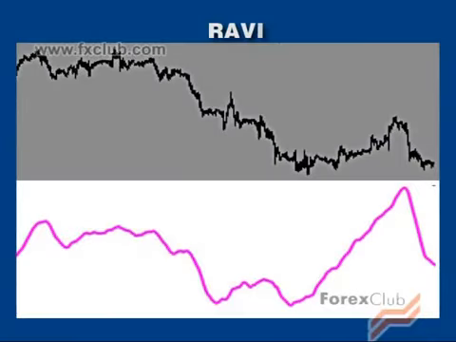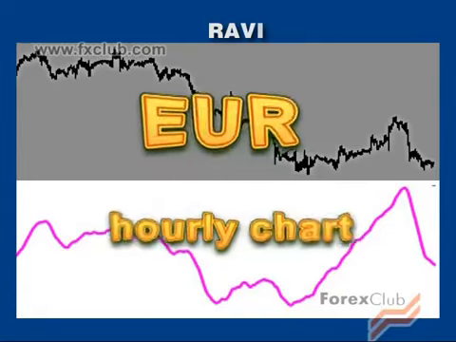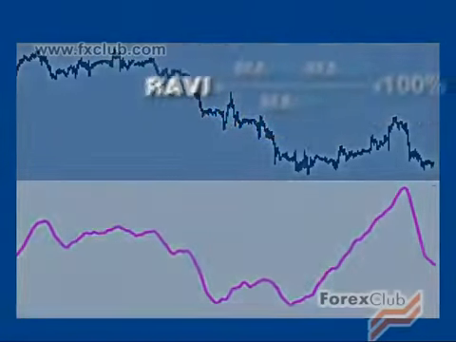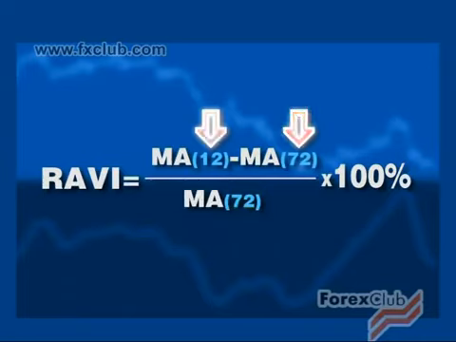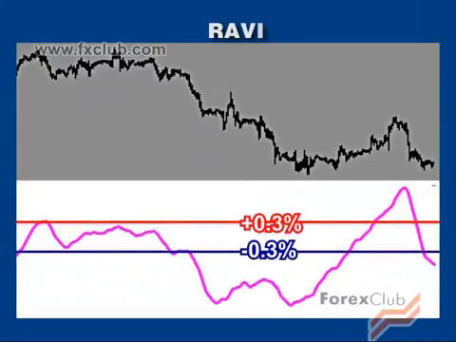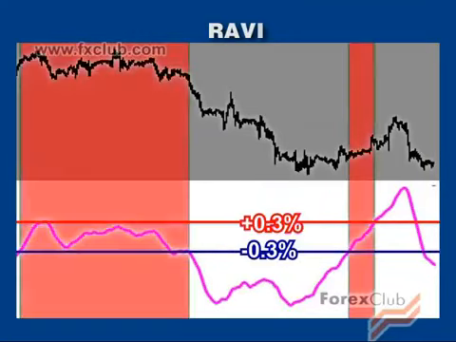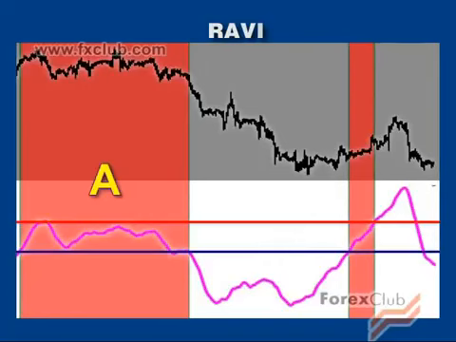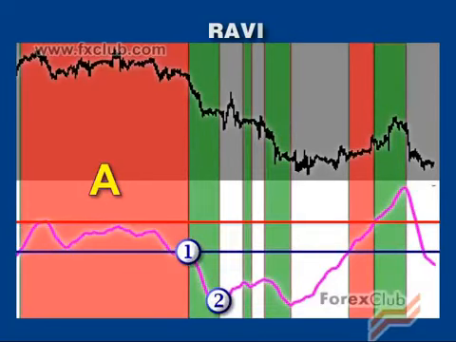And here's an example of Ravi at work on an hourly chart. Take a look at this hourly chart for the euro. We've selected the parameters of Ravi as 12 and 72. Signal lines are drawn at levels plus 0.3 and minus 0.3. Zone A is an easily recognizable trading range. The indicator leaves the sideways market and gives the signal to sell at 0.1. We get the signal to get out of the market and close our position at 0.2.